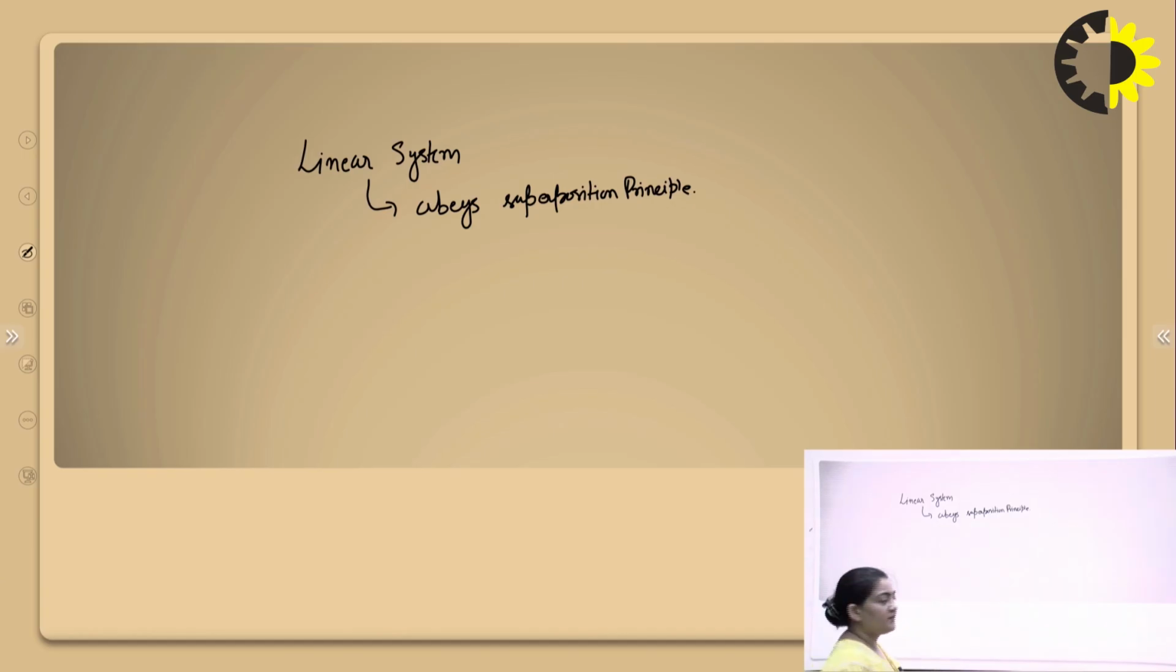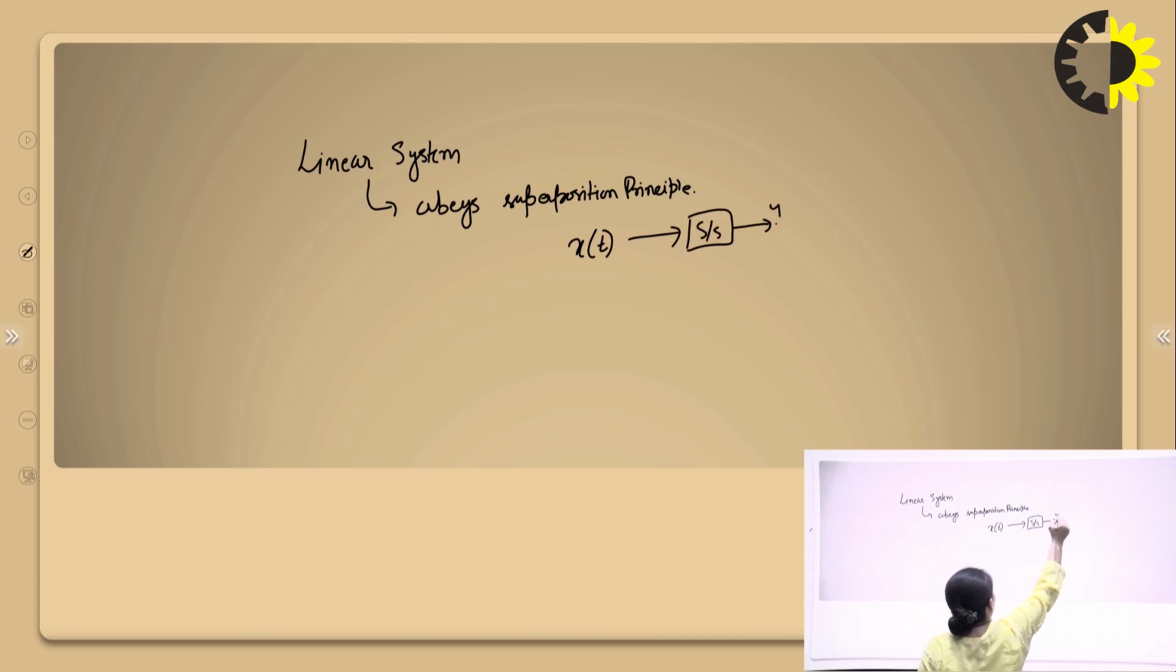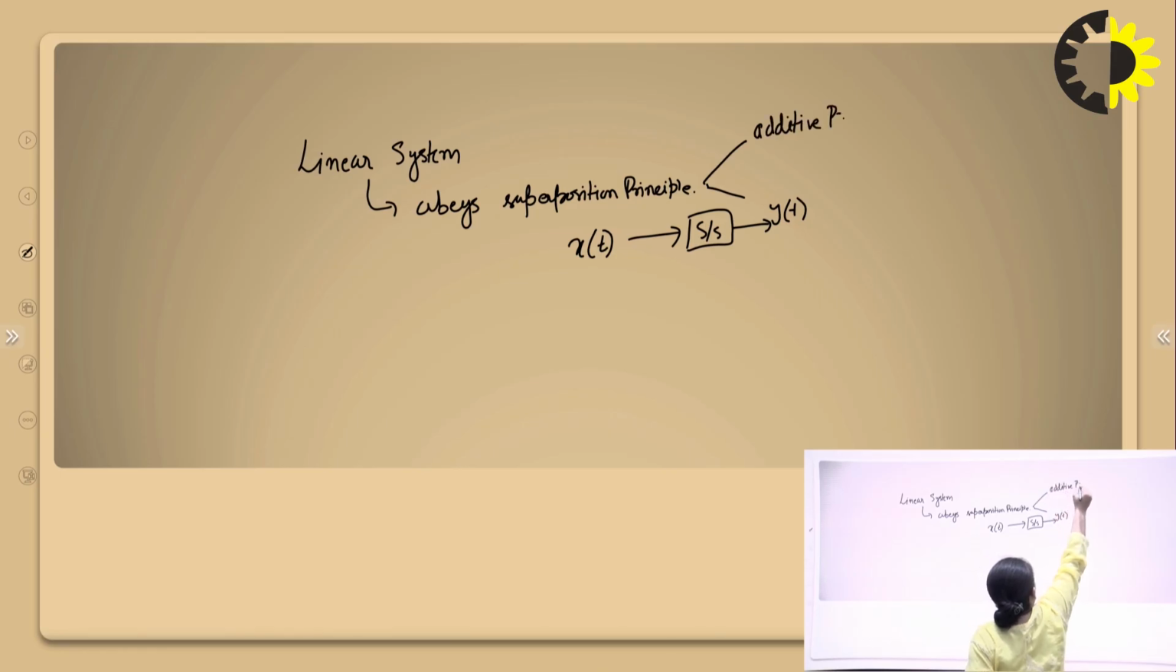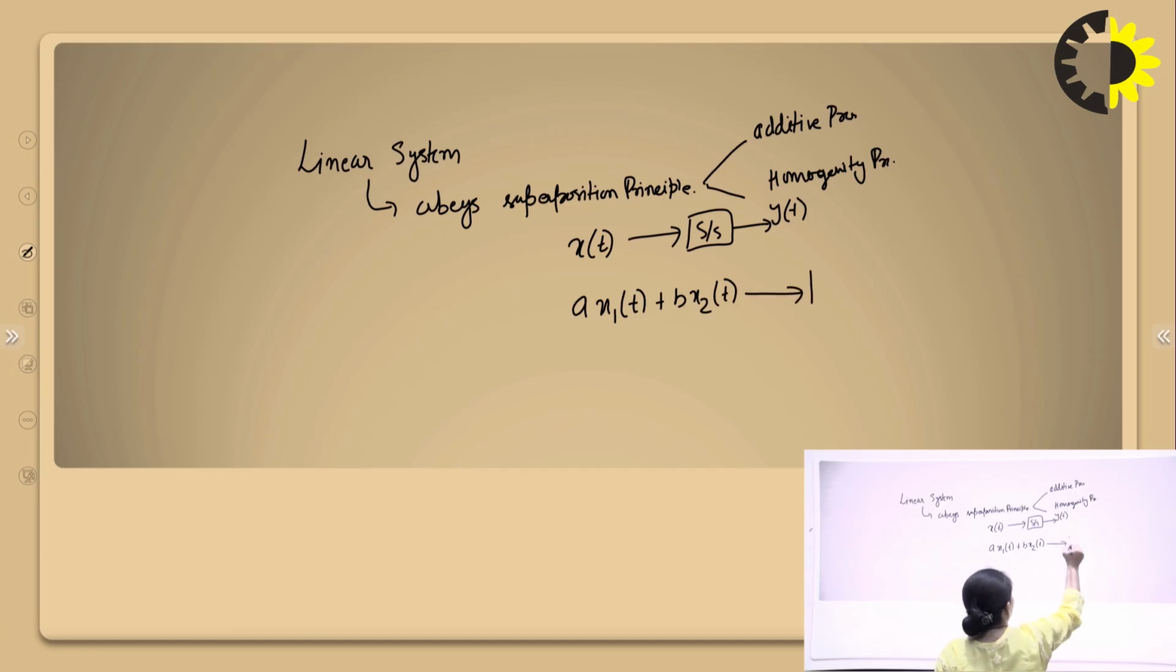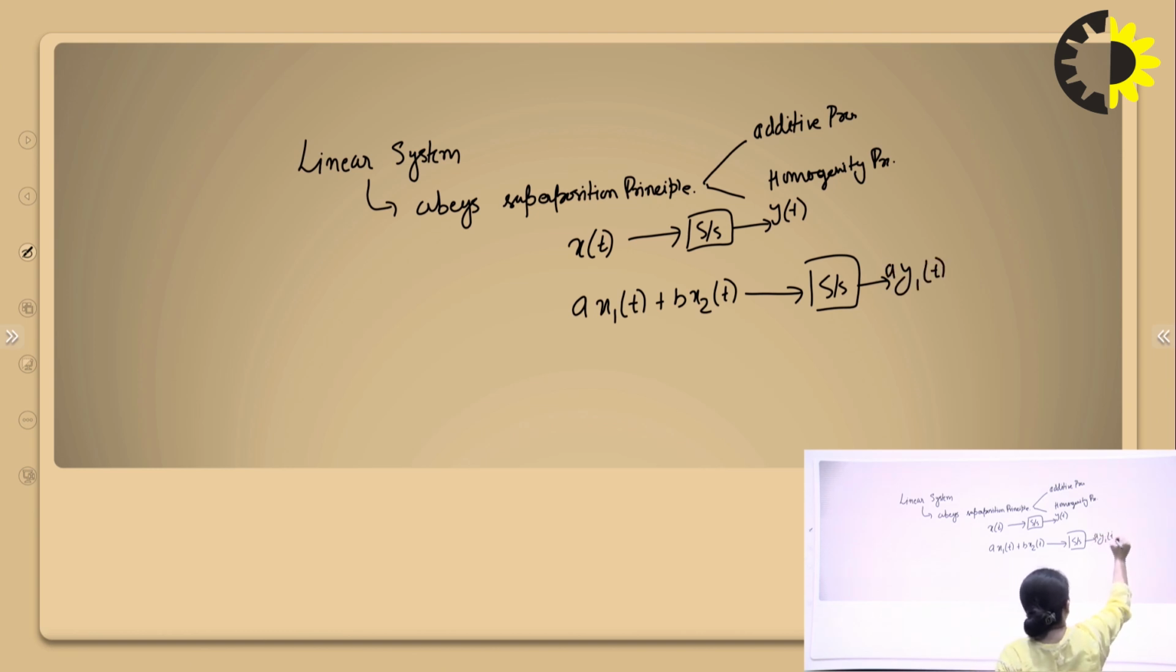If x(t) is any input given to a system and we get the output y(t), then according to the linearity property, which contains the superposition principle, that is the additivity property and the homogeneity property both, we conclude that a of x1(t) plus b of x2(t) will give the response a y1(t) plus b y2(t). This is what we say makes a system linear.